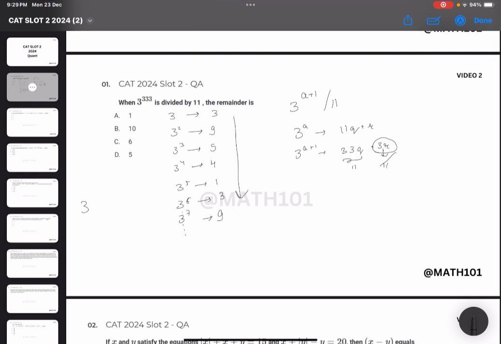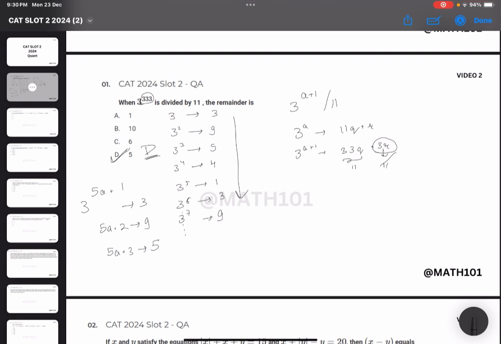So 3 to the power of 5a plus 1 leaves a remainder 3. 5a plus 2 leaves a remainder 9. 5a plus 3 leaves a remainder 5. And as 333 is of the form 5a plus 3, the remainder would be 5. So answer is D.